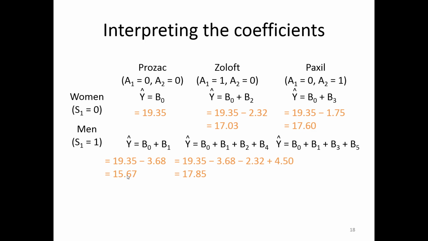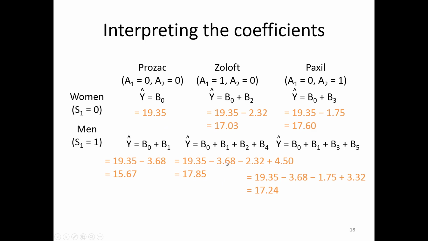For men taking Zoloft, we add in the B2 and B4 coefficients. We get a predicted score of 17.85. And then for men taking Paxil, we get a predicted score of 17.24. Now, if you just computed the means for each group, all of these should come out to exactly the same thing as the means for each group.